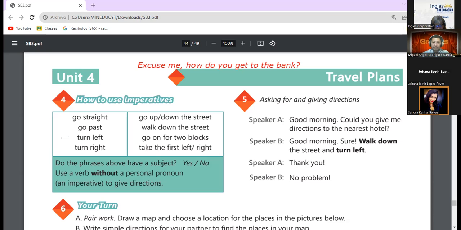The first can be the first. Okay, the street is the first, but the right or the left. And it can be the second. It can be the third also. Okay, depende de la calle, right? The first es la primera, the second la segunda, the third la tercera.